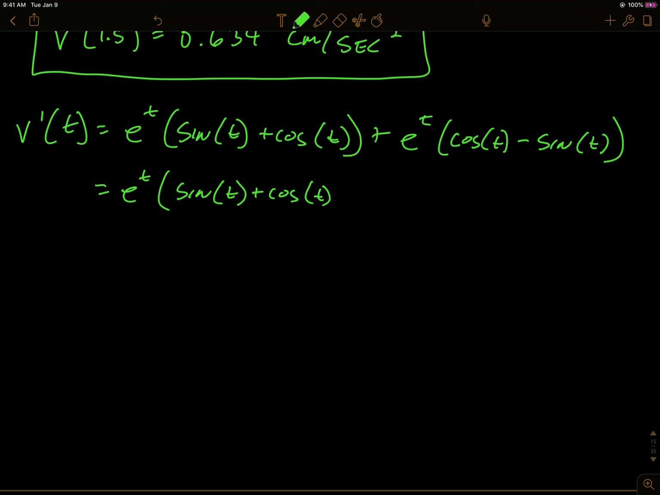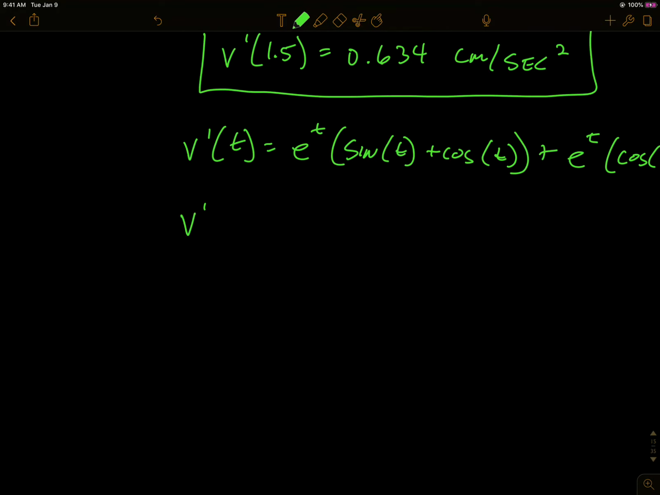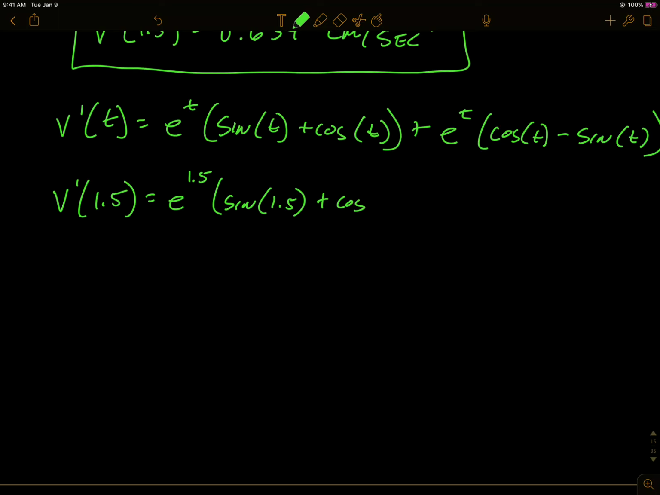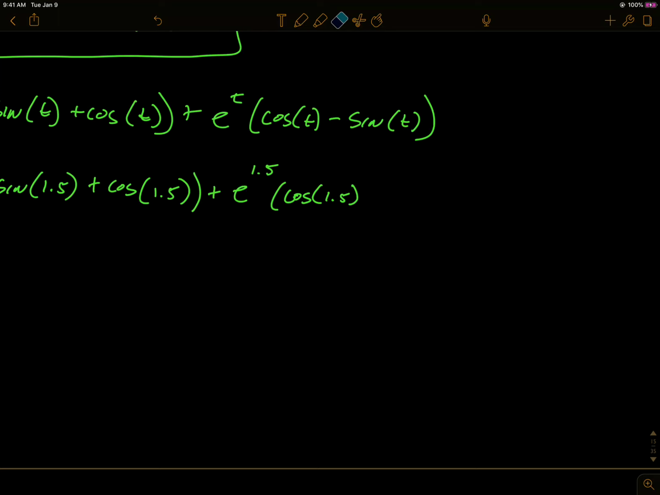I'm just going to leave it as is, because we're plugging in 1.5 anyway. So it's e to the 1.5 times sine of 1.5 plus cosine of 1.5, plus e to the 1.5 cosine of 1.5 minus... So you do that whole thing out, and you should arrive at your 0.634 centimeters per second squared.